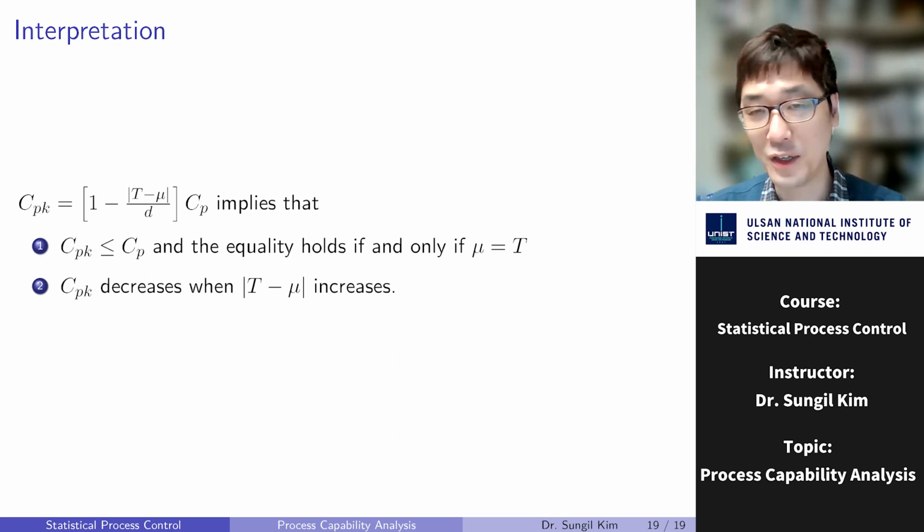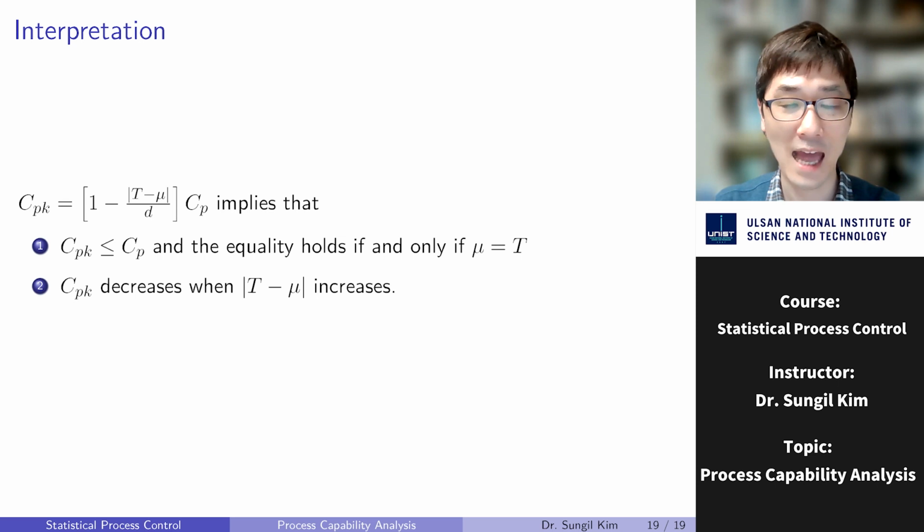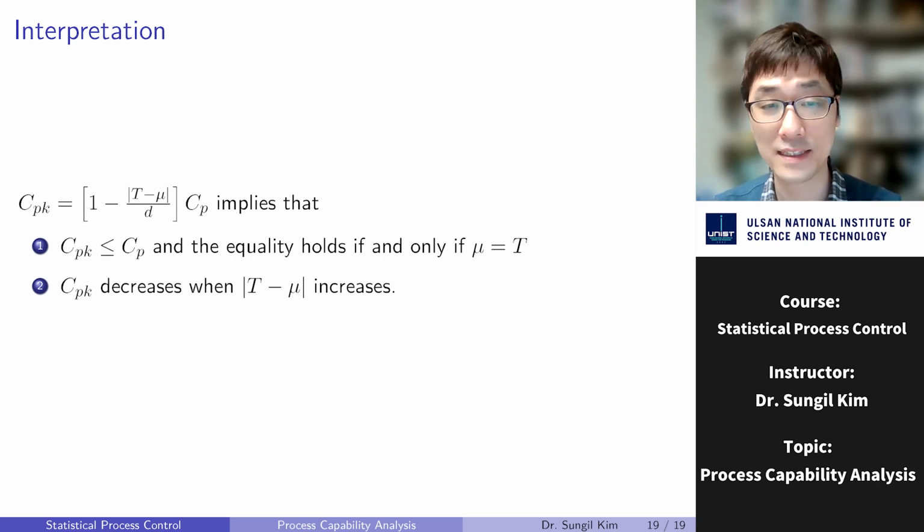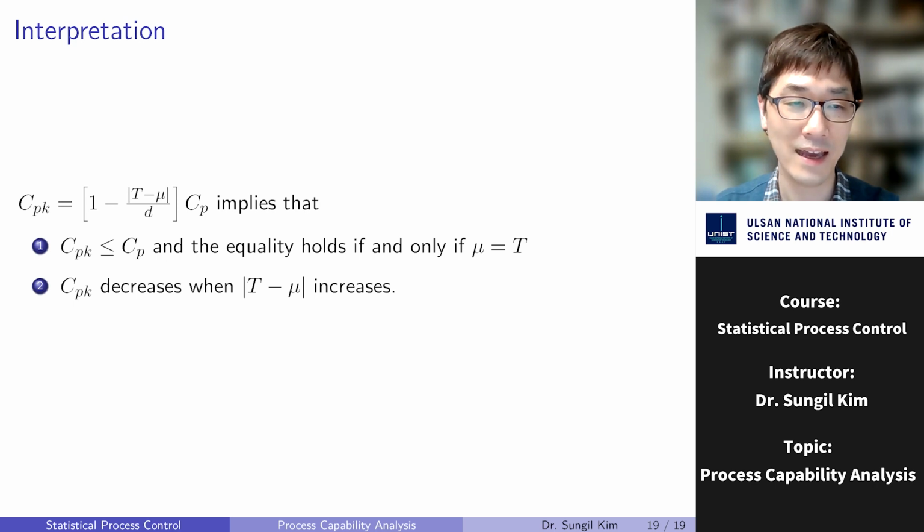Okay, in this lecture, we talked about process capability analysis and 4 different scenarios we may face depending on process controllability and capability. Also, we discussed 2 types of process capability ratio, CP and CPK, and we derived their relationships.